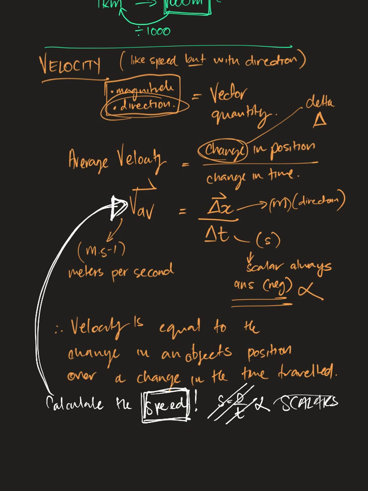Right? And we don't want scalars. We want vectors. So the only formula that you can use to calculate speed is this one. Do not get confused. All right. Let's have a look at the next definition that comes about.